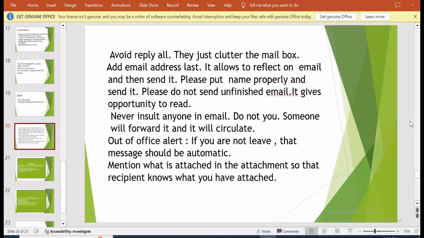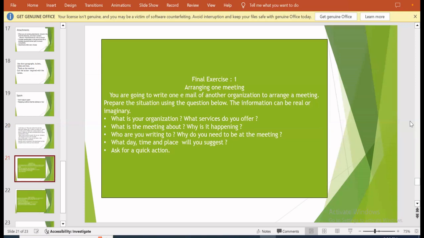So now we will have two exercises that we'll practice as well. I'm giving you a chance to read, and then we will discuss. There is no opportunity to prepare a mail, but if you can capture this information, you can try how to write. So this is the final exercise, exercise one. You are going to write one email to another organization to arrange a meeting. Prepare the situation using the questions below. The information can be real or imaginary.